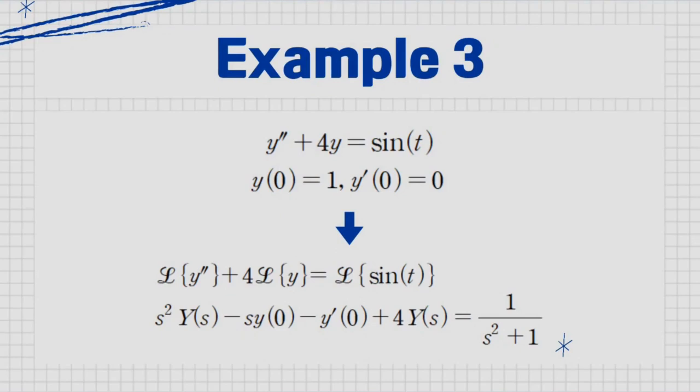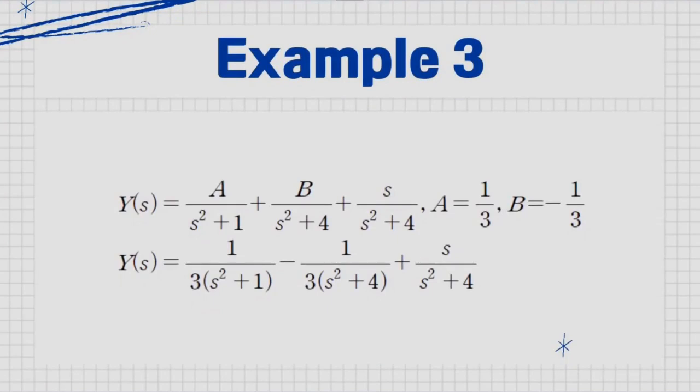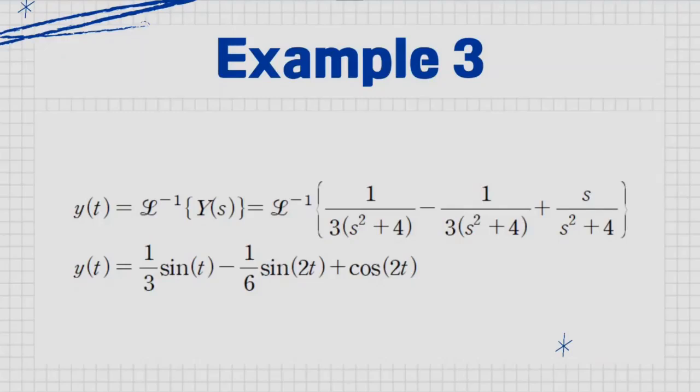Last, final example. Similarly, after applying the Laplace transform, we rearrange the equation and express it using partial fractions. By applying the inverse transform, we derive the solution 1/3 times sine t minus 1/6 times sine 2t plus cosine 2t.